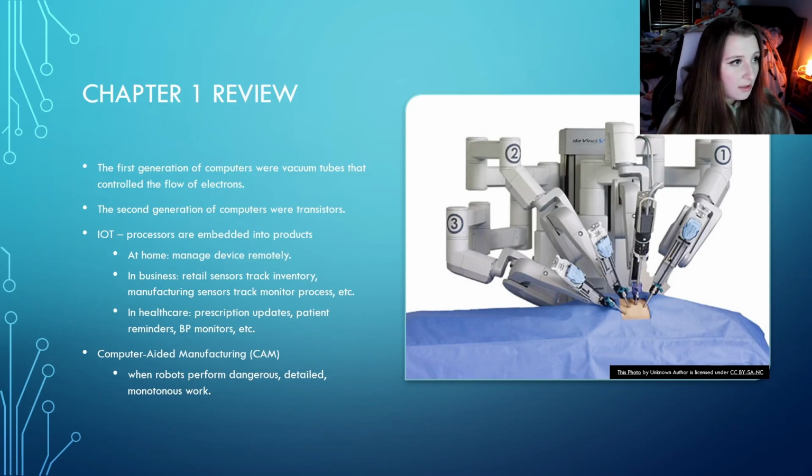You'll see this at home. You can manage your devices remotely, such as starting your laundry or adjusting your thermostat before you get home. You'll see this in business with retail sensors when they track the inventory. Manufacturing sensors track and monitor processes. Businesses can see their inventory and how much product they have.